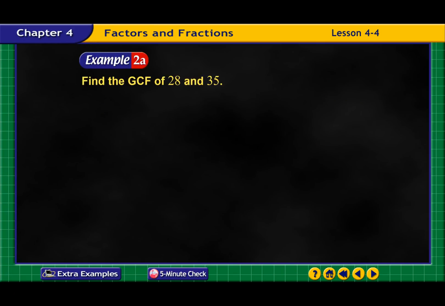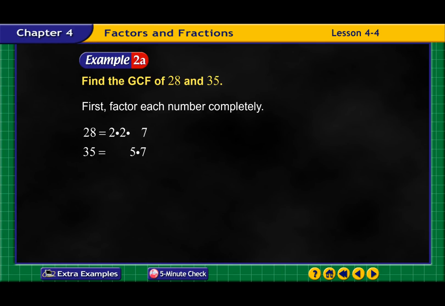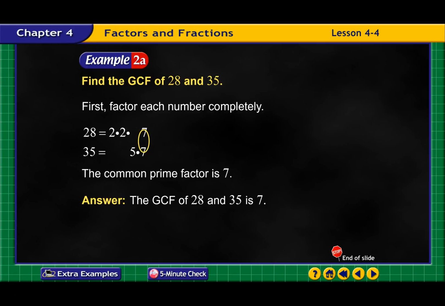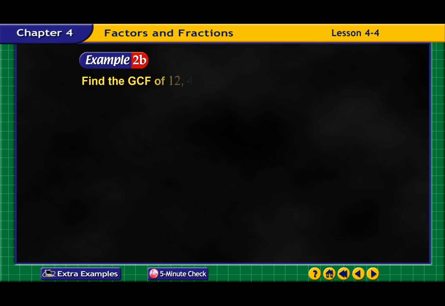Find the greatest common factor of 28 and 35. Okay, so first we'll factor each number completely out. So 2 times 2 times 7, and 5 and 7. The common one they have is 7, so the common prime factor is 7.